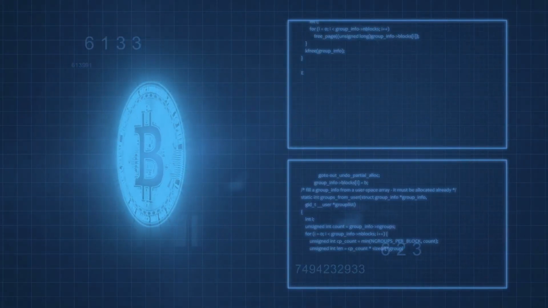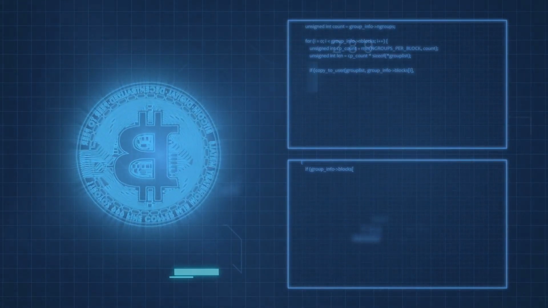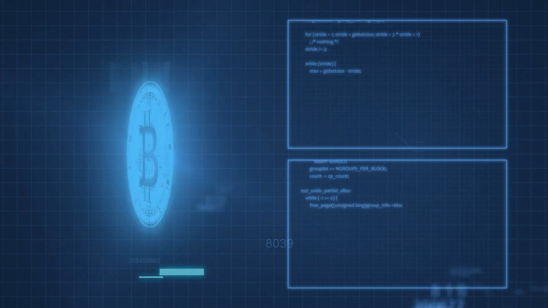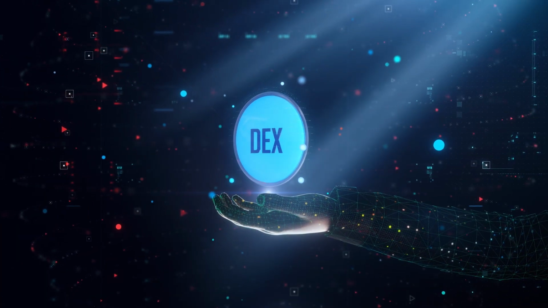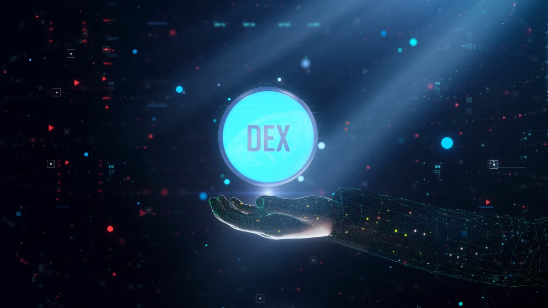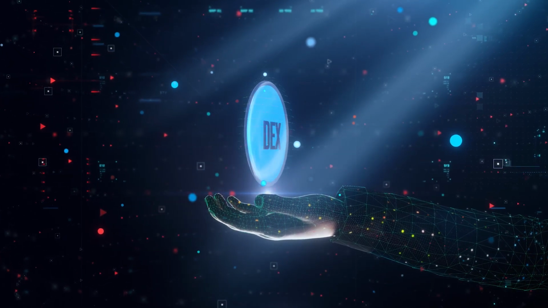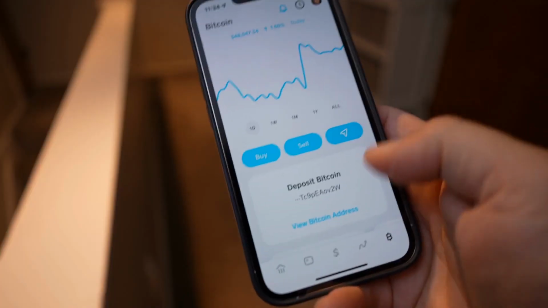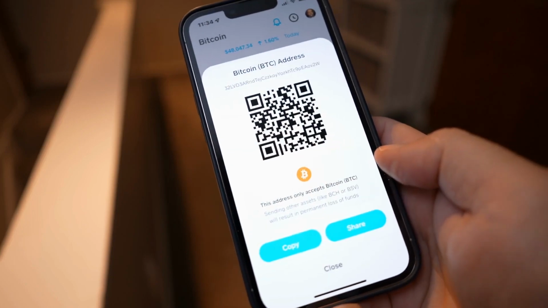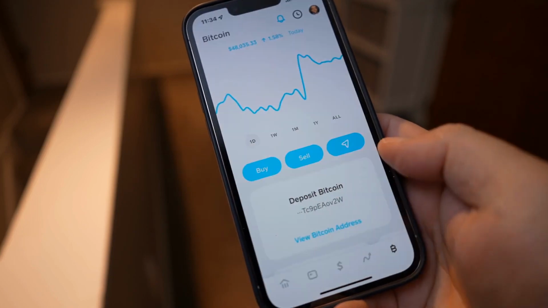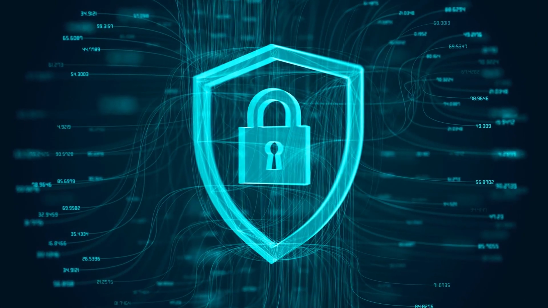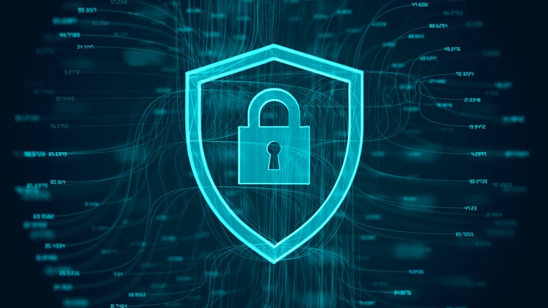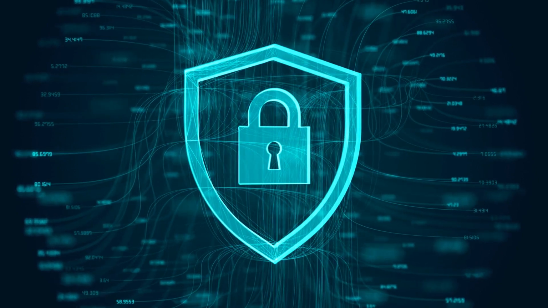By combining these two technologies, we can create a more open and transparent financial system, not limited by geographical or economic barriers. One of the most exciting applications of this integration is the rise of decentralized exchanges, DEXs, which allow users to trade cryptocurrencies without relying on centralized exchanges. This creates a more democratized financial system where anyone with an internet connection can participate in the global economy. Additionally, Web 3.0 technologies like blockchain provide greater security and transparency, which can help prevent fraud and other forms of financial manipulation.